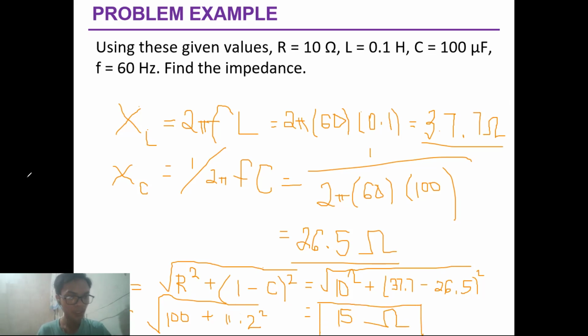So why do we use impedance instead of just resistance in an alternating current circuit?